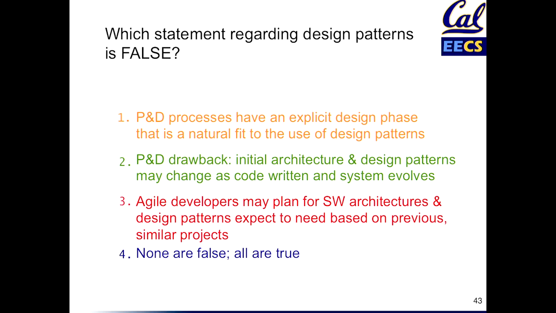But nevertheless, to see if we got this idea, let's try a question. Which one of these is false? Plan and document processes have an explicit design phase that is a natural fit. Oh, okay. This is the older version of the slides. Plan and document processes have an explicit design phase that is a natural fit to the use of design patterns. The drawback for plan and document is that the initial architecture and design patterns may change as code is written and the system evolves. Agile developers may plan for software architectures and design patterns they expect to be used based on previous similar projects. None are false. All are true.